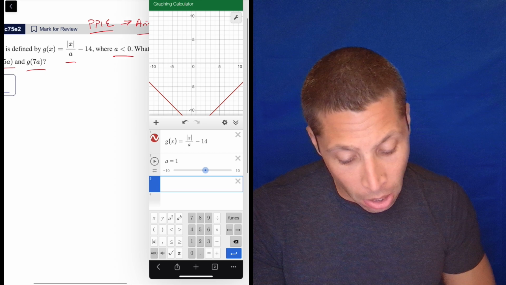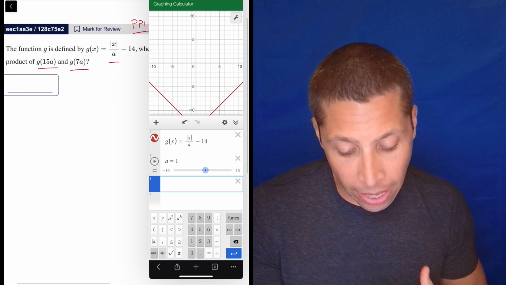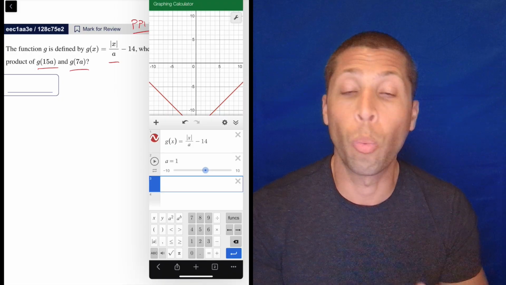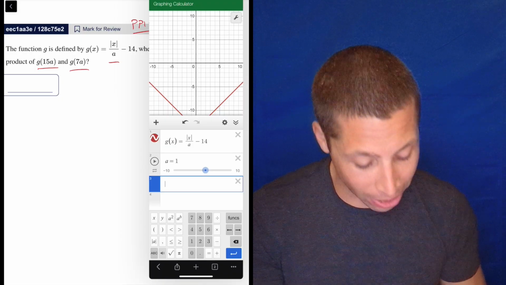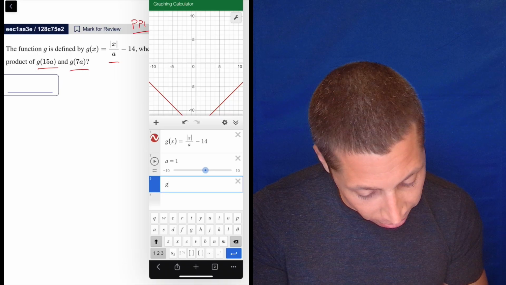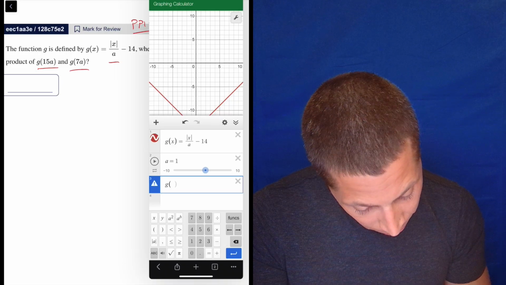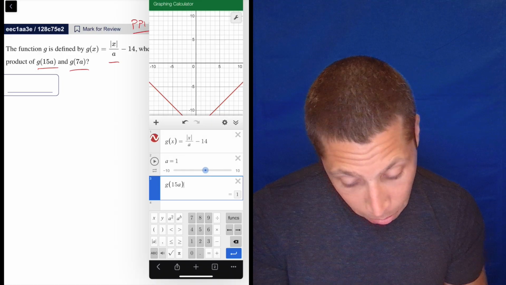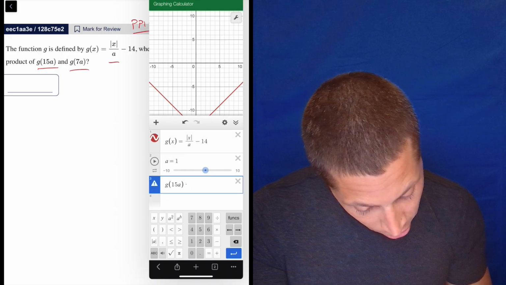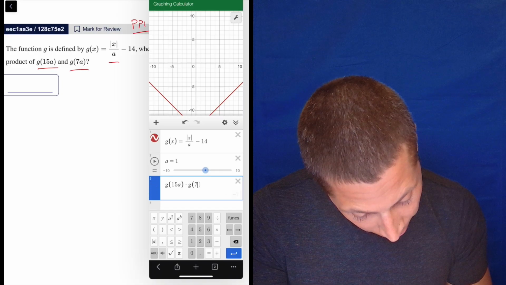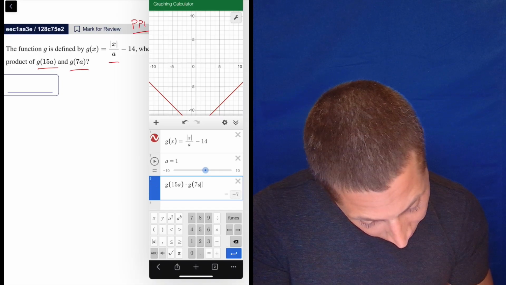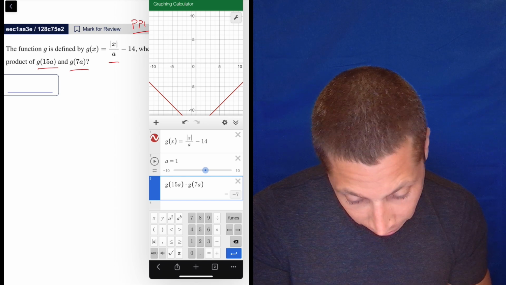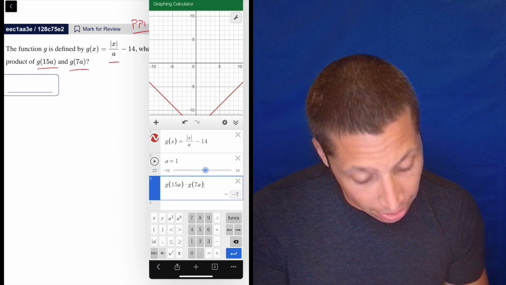But let's do the other piece. What is the product of g of 15a and g of 7a, right? The good thing about Desmos is it really handles function notation well, so I can use function notation as I enter things. I'm just going to enter it just as they say. So g of 15a, and product, you have to know, means multiply. So there we go, times g of 7a. I always make sure I type everything right. Does this look good? g of 15a, g of 7a looks good. And a is 1, but we'll change that. g of x is equal to the absolute value of x over a minus 14.